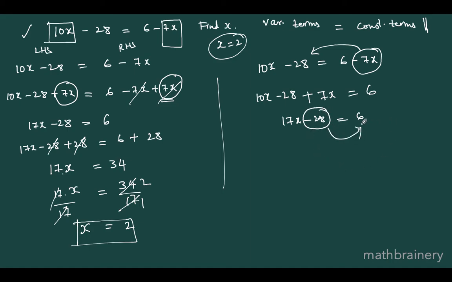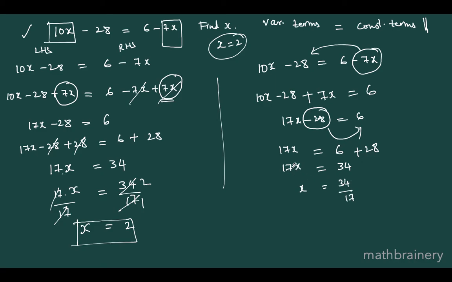When it moves from the left hand side to the right hand side, its sign changes. So you have 17x is equal to 6 plus 28. So 17x is equal to 6 plus 28, which is 34. So what is x? x must be 34 divided by 17.